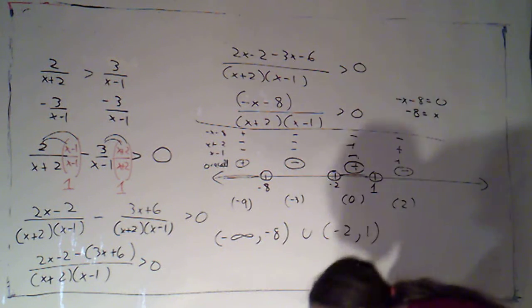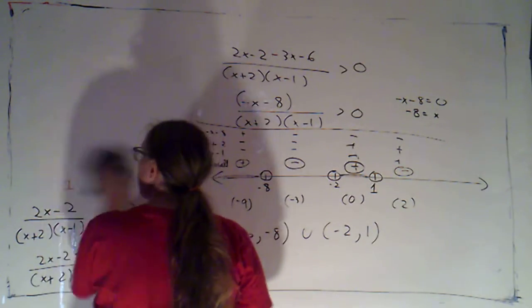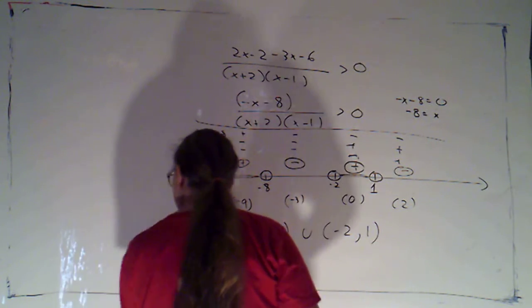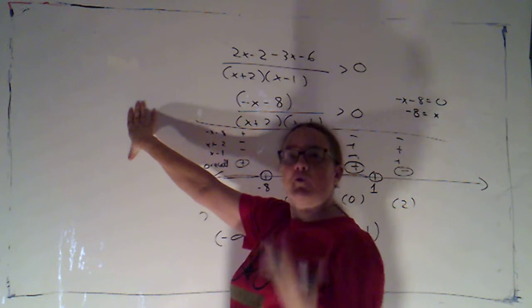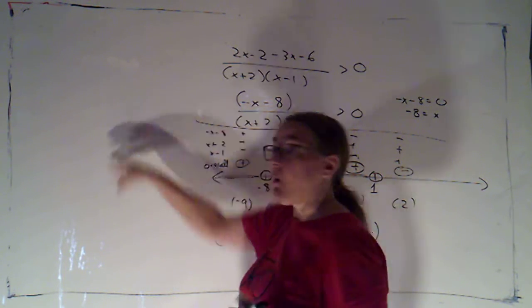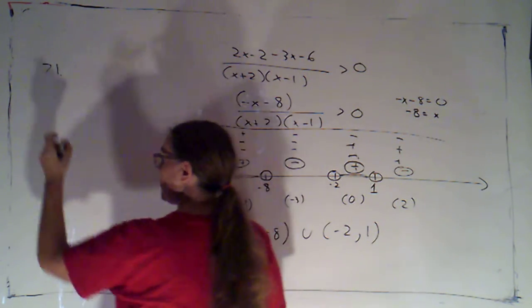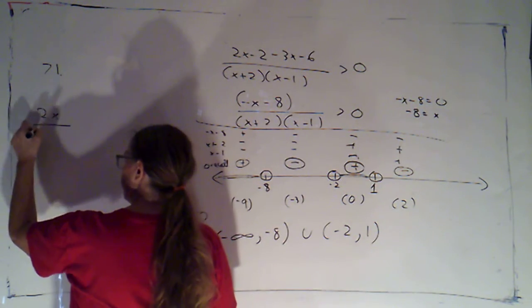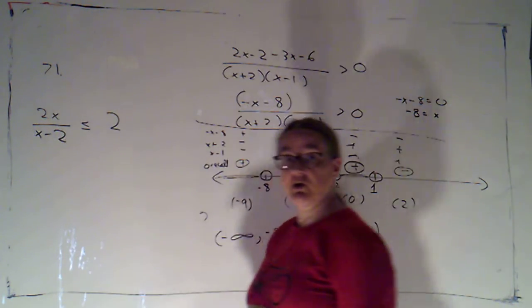Okay, next I'm going to have you try one. Again, I've chosen one of the assigned homework problems for you to try. I'm going to put it up here on the board, but you should try this before you tune into the next video, and then we'll go over it together in the next video. So it's question number 71 from the homework. It's 2x over x minus 2 less than or equal to 2.